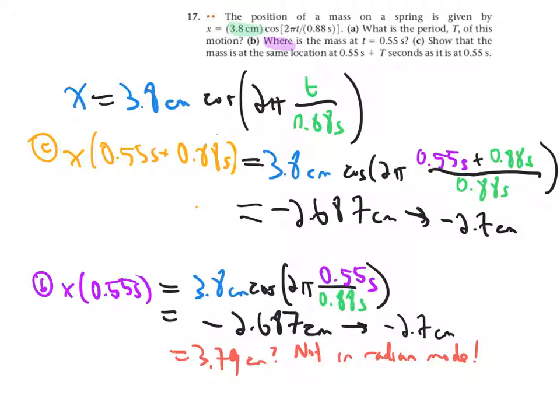Notice that even if you were in degree mode, you would get the correct repetition, even though you wouldn't get the correct answer, which is kind of strange.